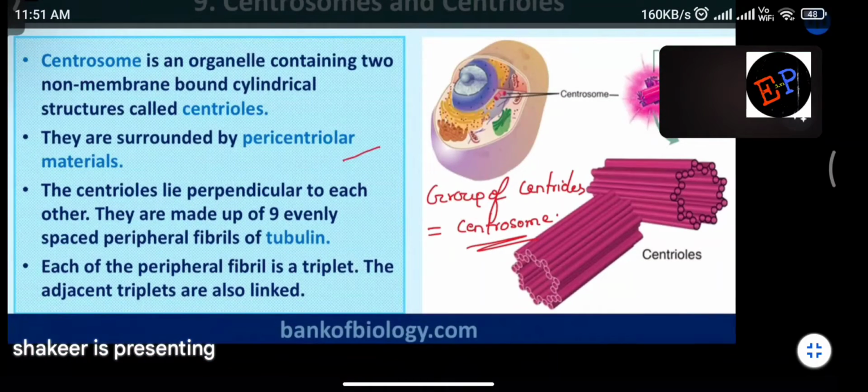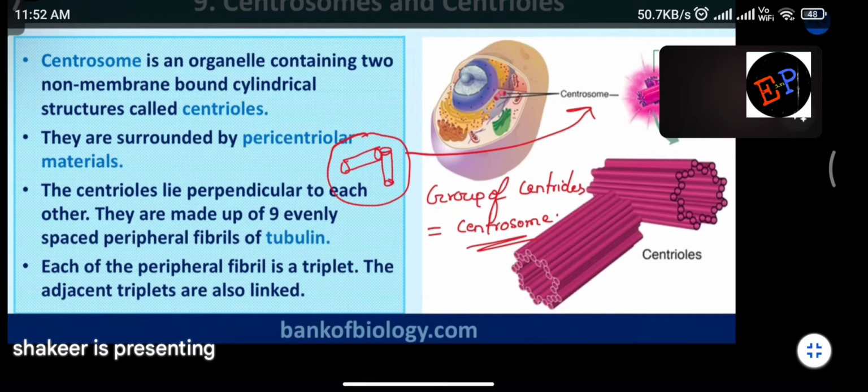One centriole is like this, another centriole will be like this. This total of perpendicular centrioles, what do we call them? We call them centrosomes. So this is one tubule which is present, this is another tubule which is present, which are perpendicular to each other, and that combination is called a centrosome. Are you able to understand?